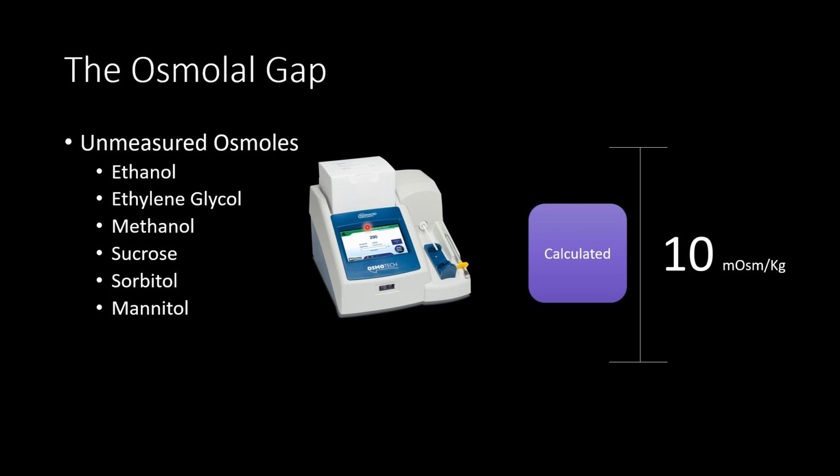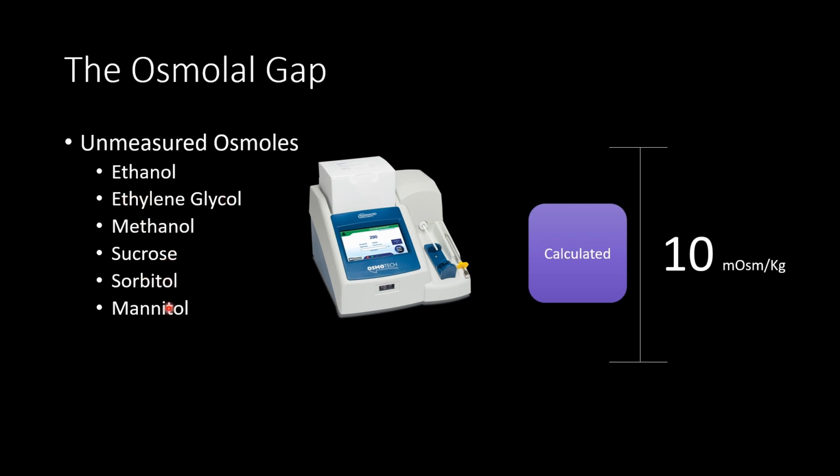But when you measure the osmolality, it comes to 92 milliosmol because of some unmeasured osmoles, some osmotic substances which are not included in the formula. That will give rise to unmeasured osmoles. So the difference between the calculated and the measured osmolality is called the osmolar gap. Some of the unmeasured osmoles are ethanol, ethylene glycol, methanol, sucrose, sorbitol, mannitol.